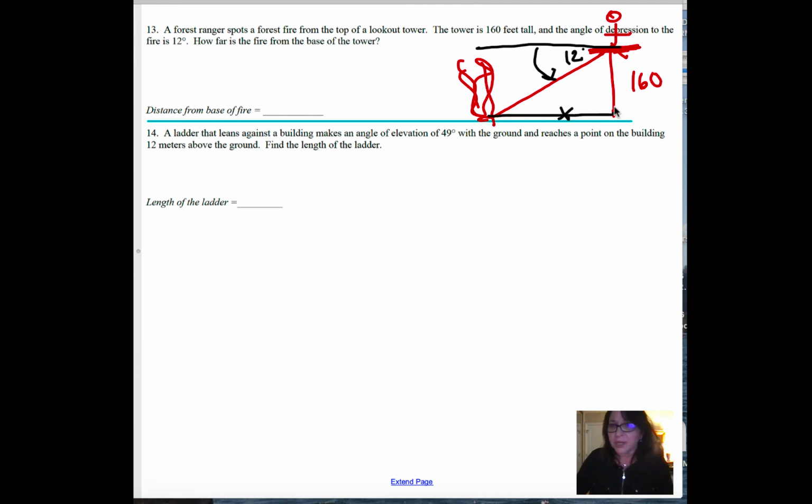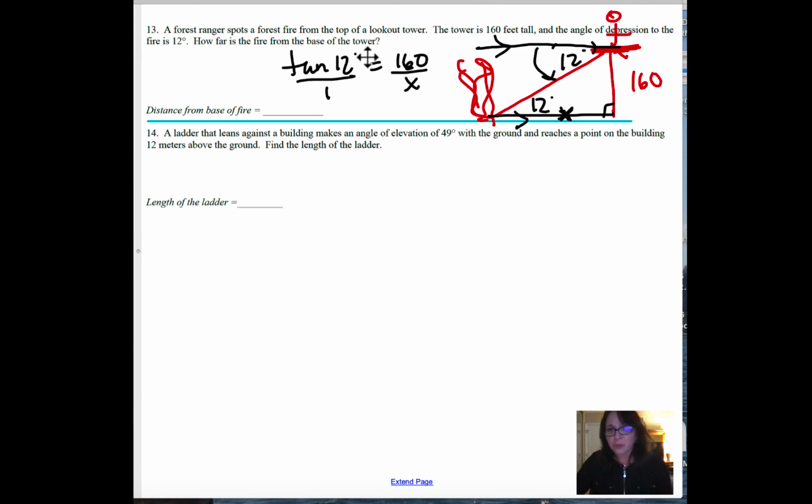So this is what we're looking at right here, you guys. This is 12. That means that's 12 here, because remember, parallel lines cut by a transversal give us congruent alternate interior angles, and that's what this is. This 12 here, these lines being parallel because they're both horizontals, that angle and this angle are the same. So now in order to find this length, this base, I'm going to use opposite adjacent, that's tangent. So tangent of 12 degrees is equal to 160 over x.